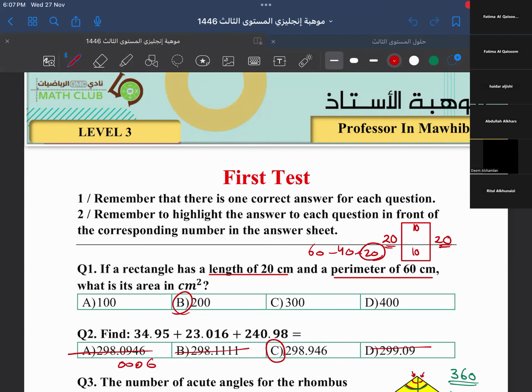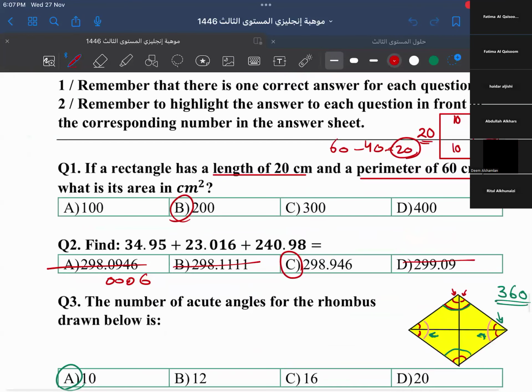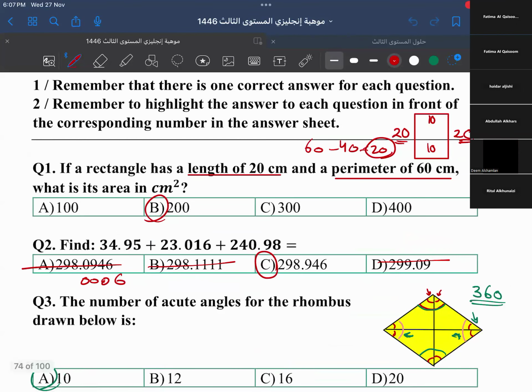Okay, so here we're beginning the first test. I'm going to go briefly over the questions of the first two pages, and then we're going to proceed from where we stopped yesterday. So the first question was talking about if a rectangle has a length of 20 centimeters and a perimeter of 60, what is its area?